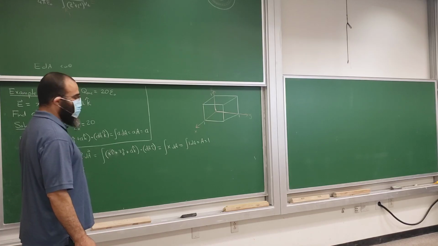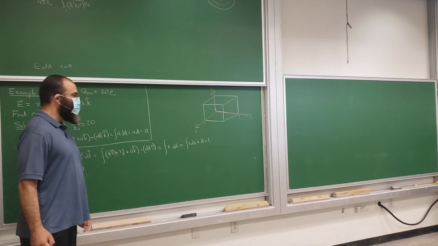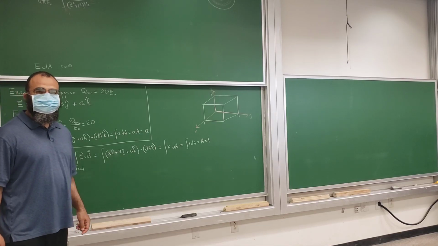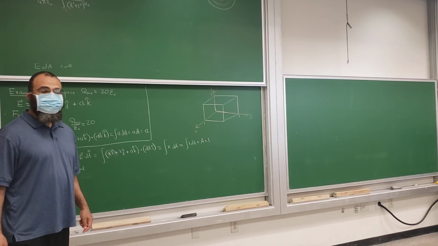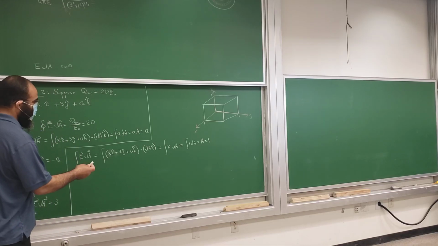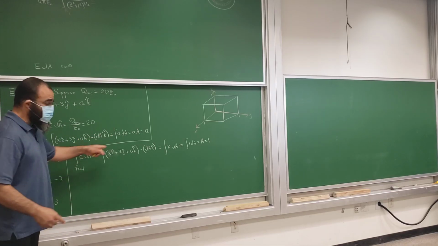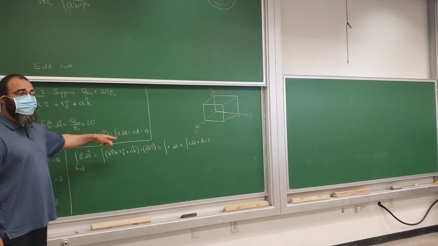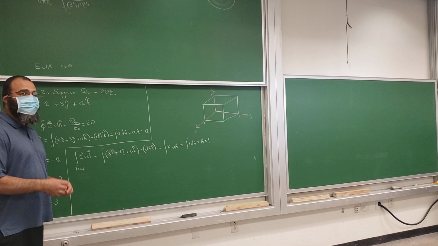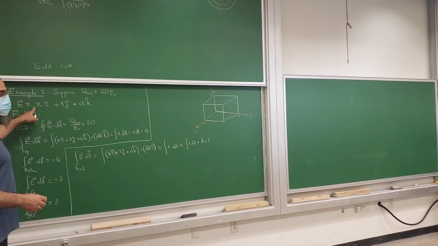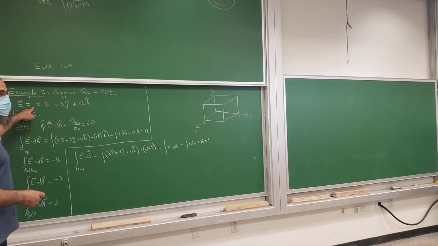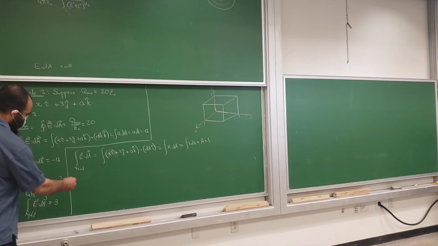I should have chosen 20x. So maybe this should have been 20 times x. Anyways, is this clear? At least the process. Process is clear. I will change the number here to make it work. So let's do the back.